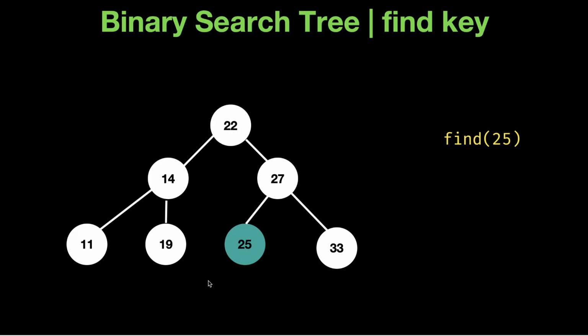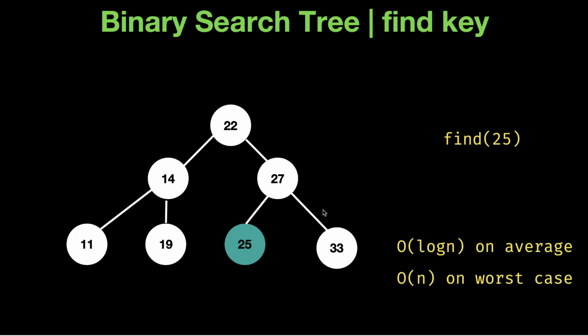Now we will just return 25, and then our search was successful. We found the key that we wanted to search. We clearly see that on average this algorithm is O(log n), because if the tree is optimal, if the tree is balanced, then every time we are going downwards in the tree, we are actually dividing our problem into exactly half, right?